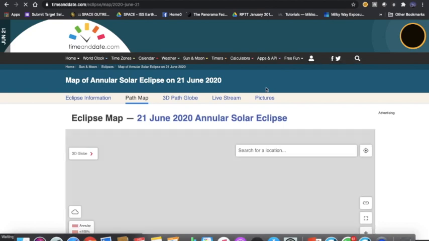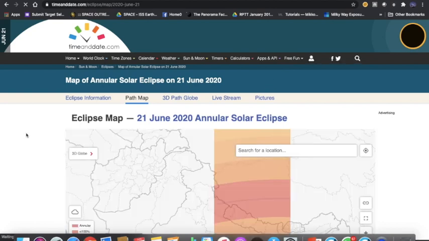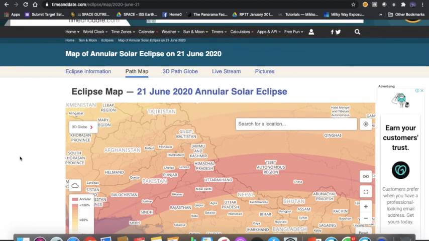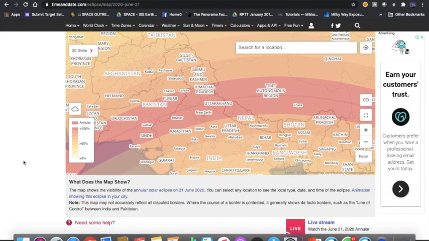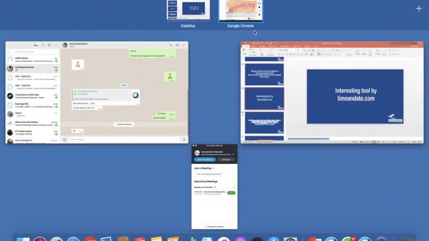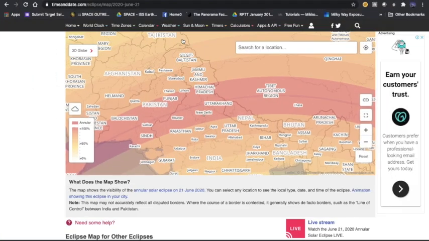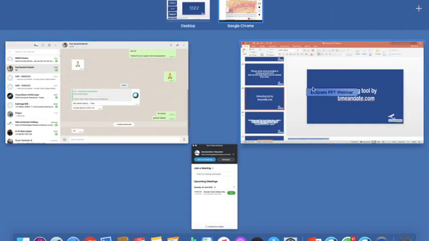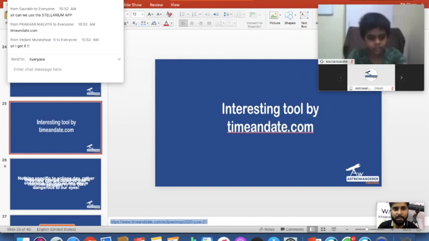Can you repeat the app's name? It's not an app, beta, it's a website. It might be an app as well, but it's superimposing the eclipse path on the map. Sir, can we use the Stellarium app? No, Stellarium is something totally different. You cannot use Stellarium for this particular purpose. Sir, Night Sky? Beta, please mute yourself. I'm writing this website in the chat box, but until then mute yourself.